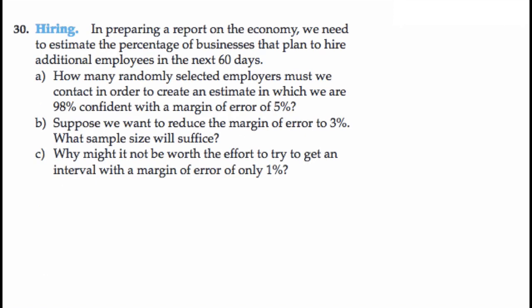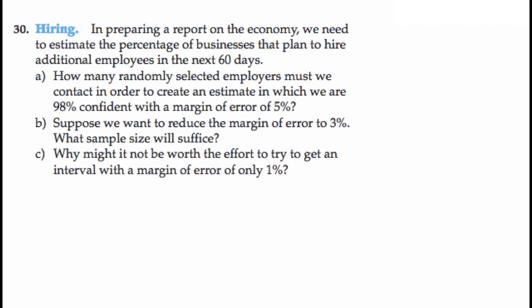All right, 30. Hiring. In preparing a report on the economy, we need to estimate the percentage of businesses that plan to hire additional employees in the next 60 days. A. How many randomly selected employees must we contact in order to create an estimate in which we are 98% confident with a margin of error of 5%? Okay, so 98% confidence means we're going to actually have to figure out that z-star value because that's not one of the ones that we typically use. So that's where we'd use inverse norm, and we'd do 0.98, mean of 0, standard deviation of 1.